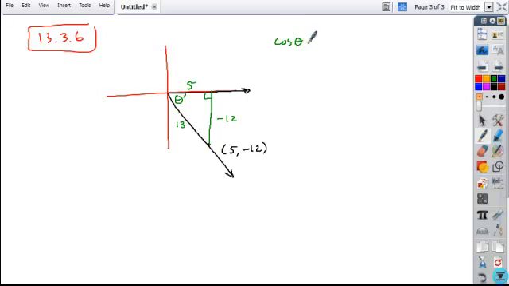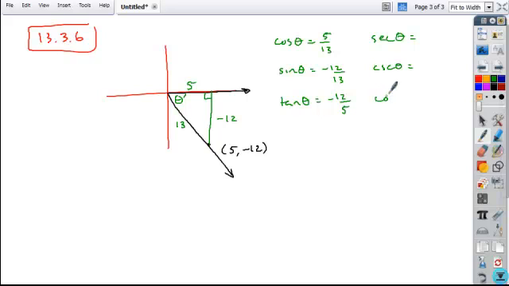So the cosine is going to be adjacent 5 over hypotenuse 13. The sine is opposite negative 12 over hypotenuse 13. The tangent is opposite negative 12 over adjacent 5. And then the reciprocal functions will follow.